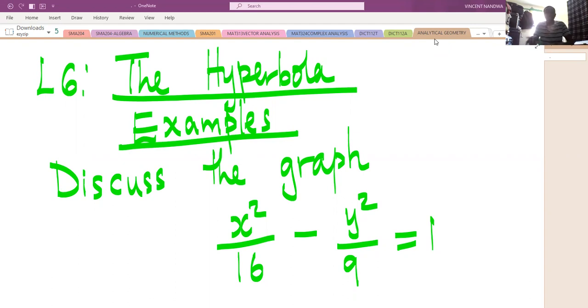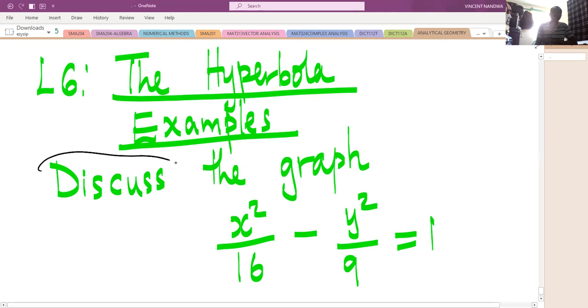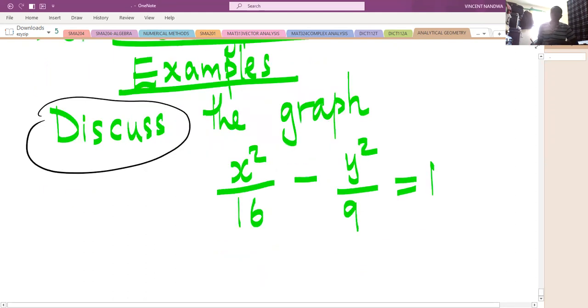So when you say discuss, it means that we identify the vertices, coordinates of the vertices, foci, eccentricity, and then explain the orientation of the graph, and finally sketch the graph of the given equation. So that's what it entails about the term discuss. So, solution.